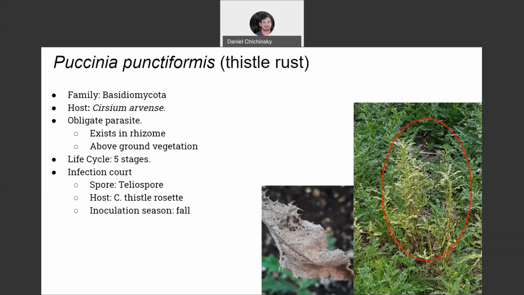Thistle rust lives a 5-stage life cycle, where 4 out of the 5 stages subsist by drawing resources from Canada thistle. The other stage is a dormancy stage, where the spores exist as leaf litter on the soil surface until they come in contact with a new host. The infection court would be a spore type known as teliospores, which are applied to thistle rosettes during autumn climates.